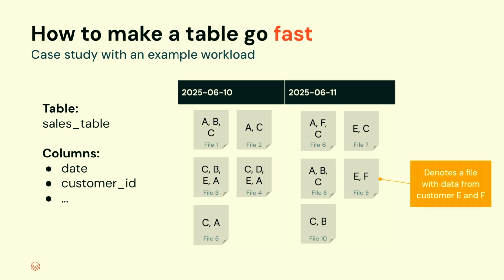Similar to June 10th, June 11 has another 5 files land in here without, say, any data layout optimizations. This data right now is stored in what I call ingestion order. Now, each file across the table has information about multiple customers. OK, that's the table setup.